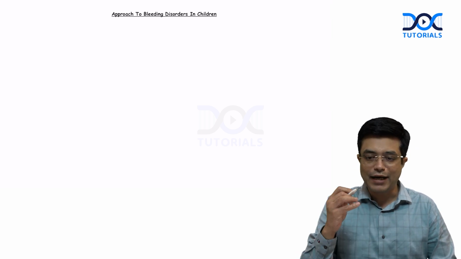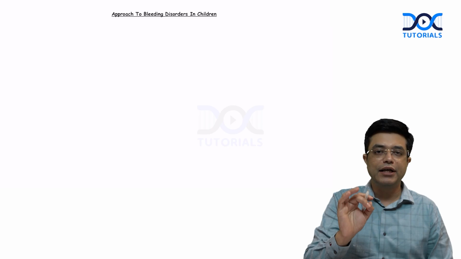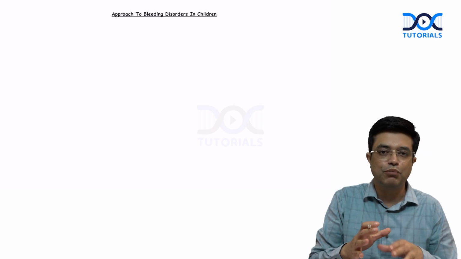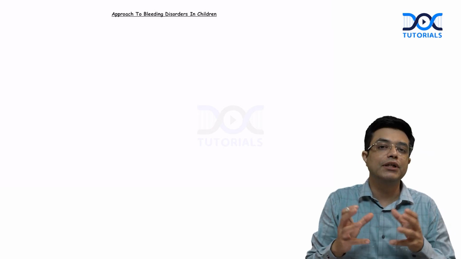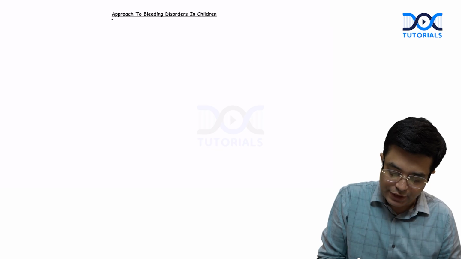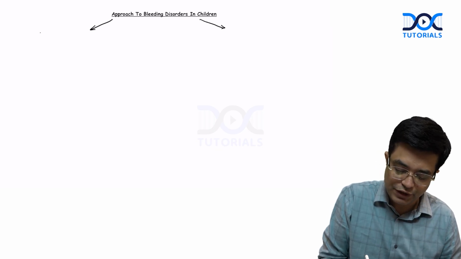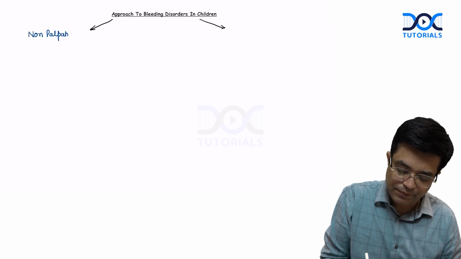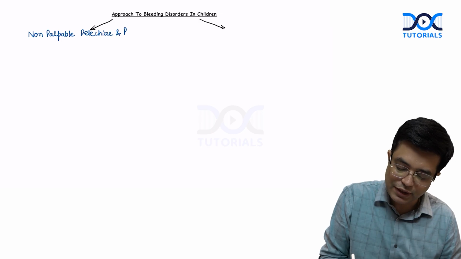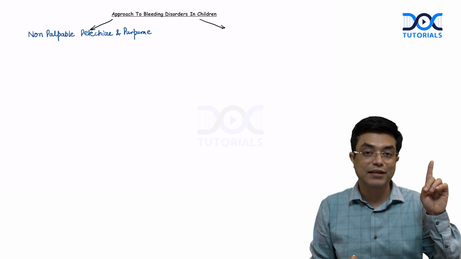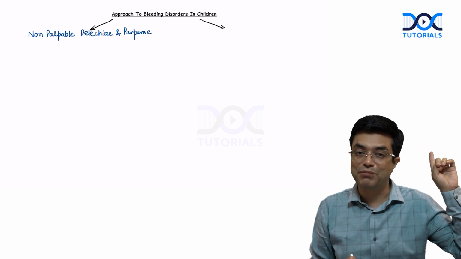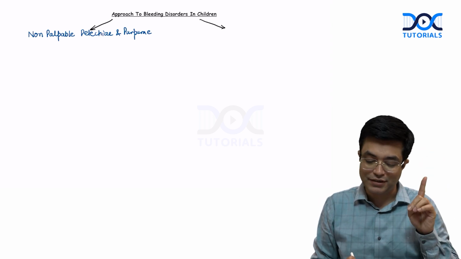So let us make a handmade approach. If there is a child who comes to you with bleeding, there are broadly two possibilities, two types of scenarios the examiner will mention. The first possibility is that the child comes with features like non-palpable petechiae and purpurae. So there will be pinpoint bleeds like petechiae and purpurae, but they are non-palpable. Remember that palpable petechiae goes in favor of Henoch-Schonlein purpura, which is a vasculitis. That is not being discussed here.